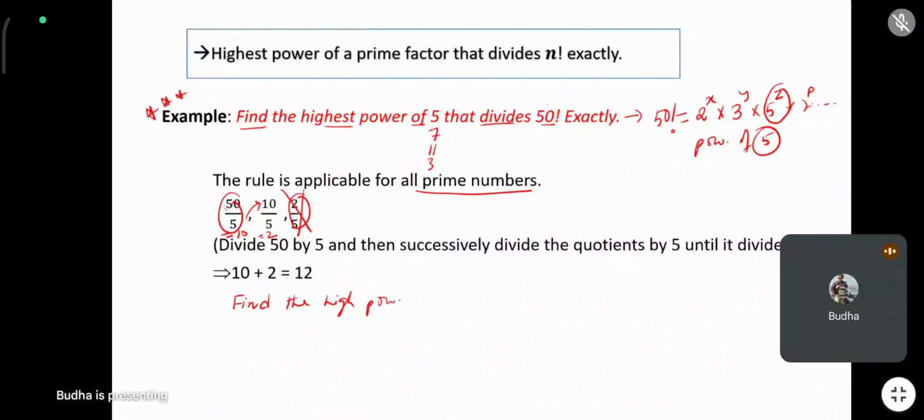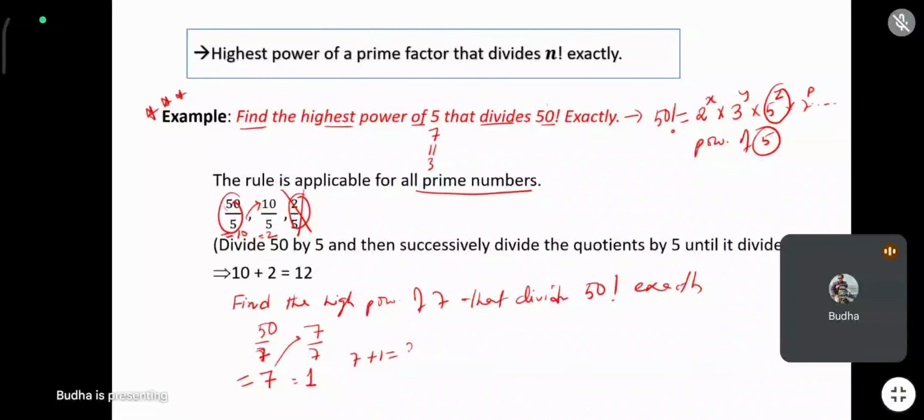power of 7 that divides 50 factorial exactly. So what I'll do is 50 by 7. So what is 50 by 7? 50 by 7 is 7. 7 7 to 49. उतना तक ही जाएगा. Now you divide this same 7 by again 7. You get 1. So your answer is 7 plus 1, 8.